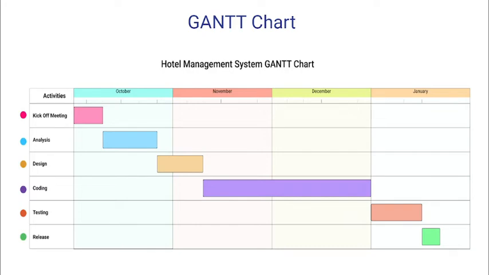Now I am starting my part about the Gantt chart. In this Gantt chart diagram, we can see there are six types of activities. These are kick-off meeting activities, analysis, design, coding, testing, and release part of activities. Now I describe the kick-off meeting activities.